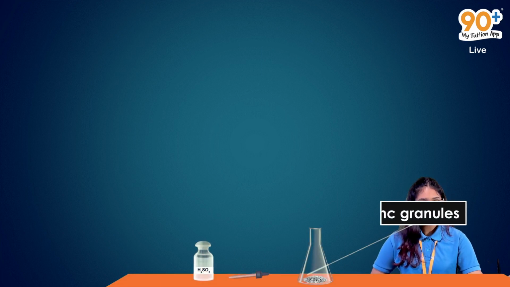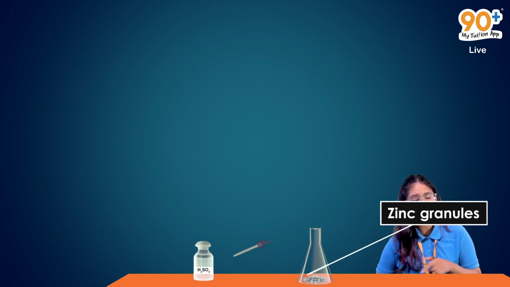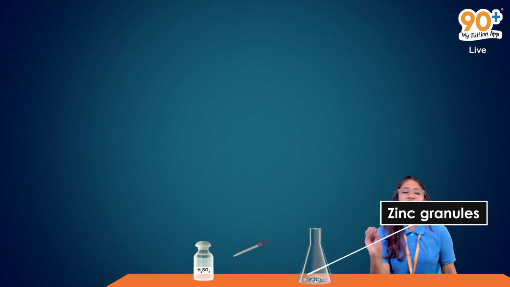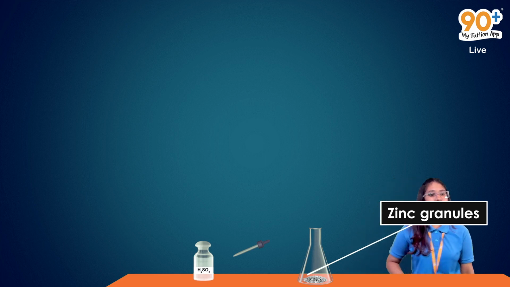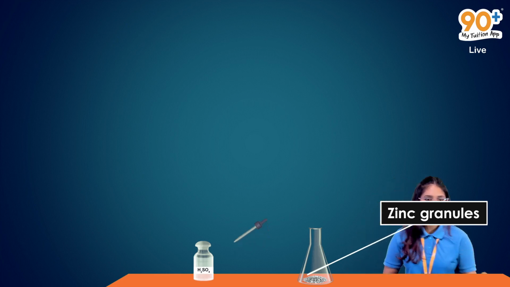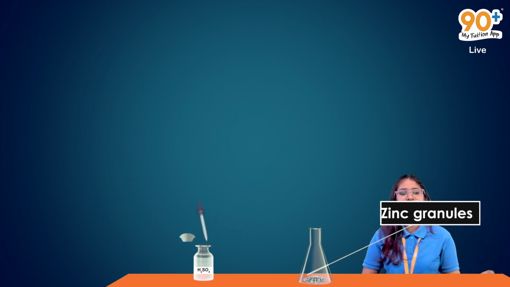Here I have a conical flask. There are some zinc granules in it. Now I am going to add some dilute sulfuric acid to this conical flask. Let's see what we get after adding it. Let's see if any observable changes are there or not.